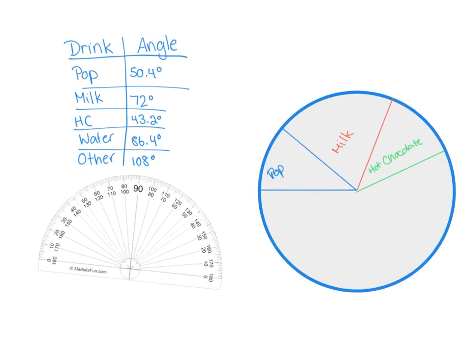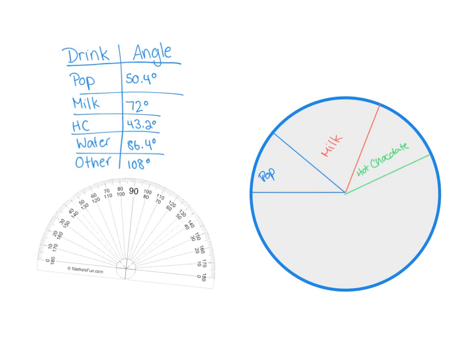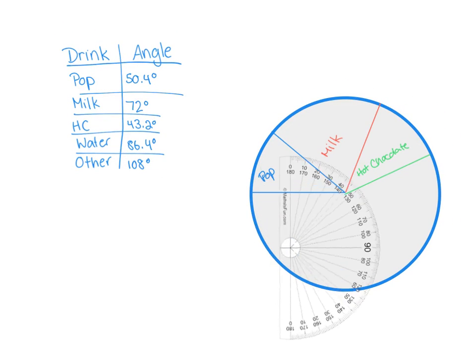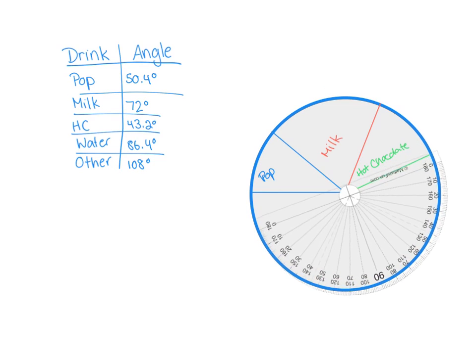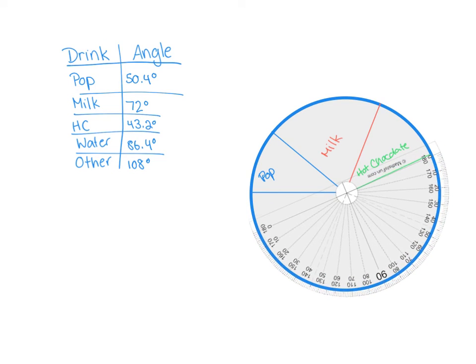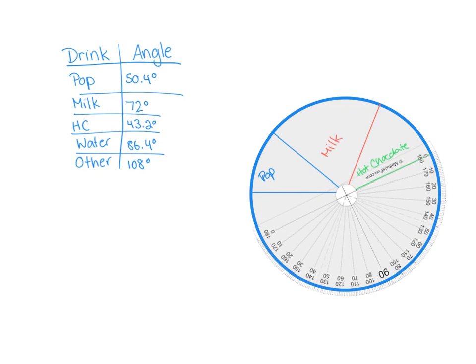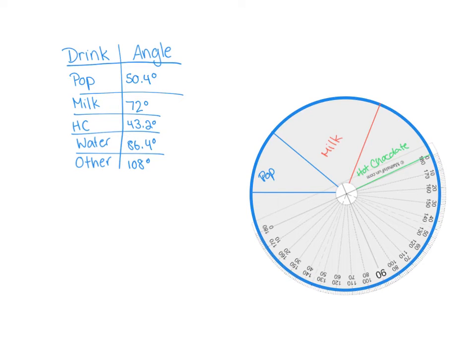It's about 43.2 degrees. For water, we'll just keep doing the same thing. So we'll try to line it up with the center and with 0. And then find what would about 86 degrees be. So it's just going to be slightly closer to 90. So it'll be over here.